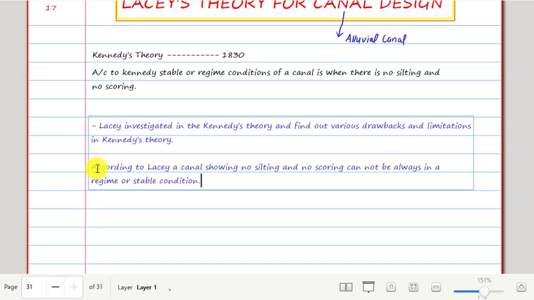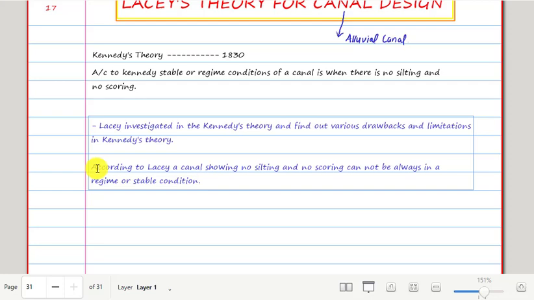Kennedy said that if a canal is showing no silting and no scouring, then it is going to be in a stable condition every time. Always it is going to be in regime or stable condition. But Lacey contradicted this statement, and he said that a canal showing no silting and no scouring cannot always be in stable or regime condition.